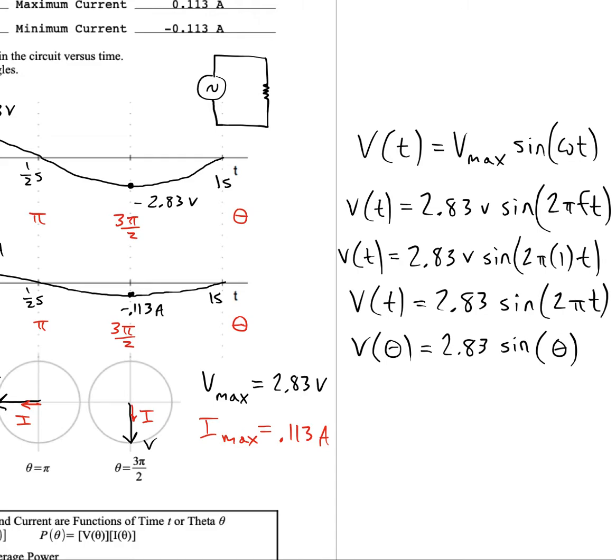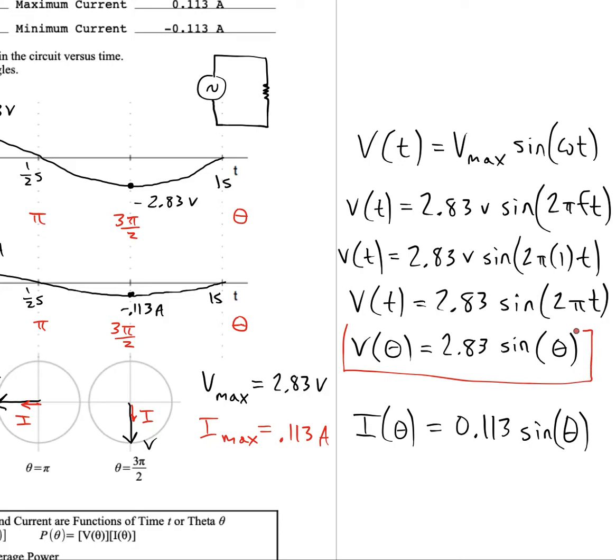All right. For the current, it's going to be similar. I of theta equals 0.113 sine theta. So let's use those formulas to complete the table.